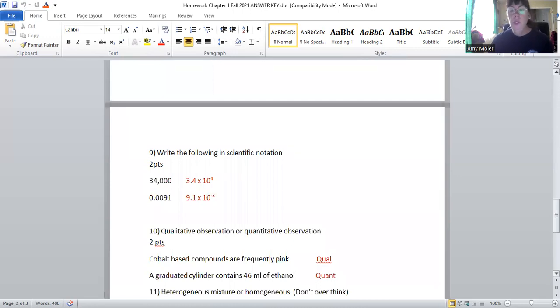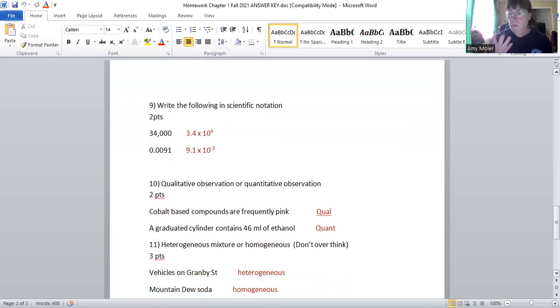Scientific notation, make sure you are comfortable going in both directions. 34,000 becomes 3.4 times 10 to the positive fourth exponent. And the small number, 0.0091, becomes 9.1 times 10 to the negative third.